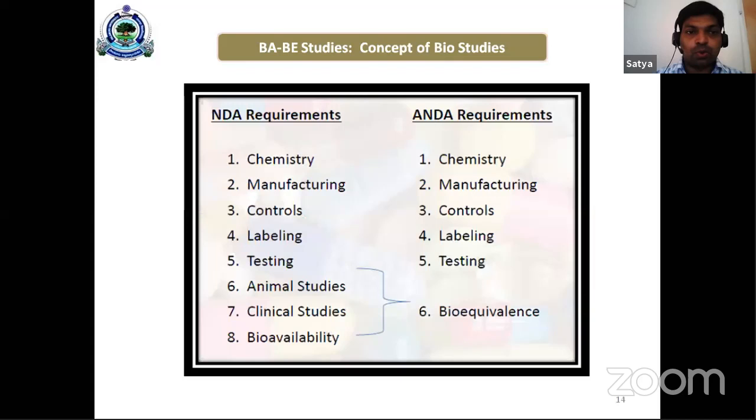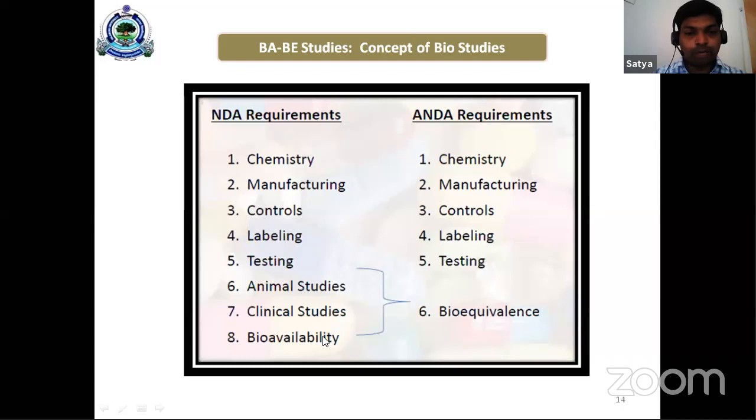As I mentioned in my earlier studies, in conducting any NDA requirement, you have to go through all these phases like chemistry, manufacturing, controls, labeling. Apart from this, you have to perform animal studies, what you call preclinical, and then go for the clinical studies, then go for the bioavailability studies.